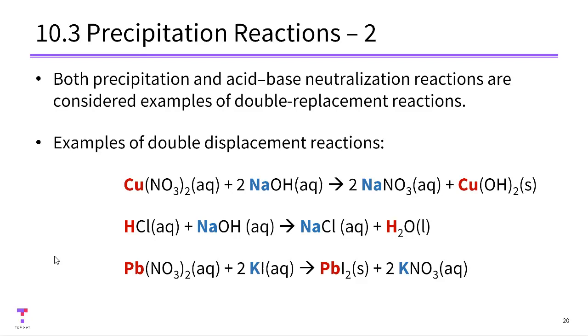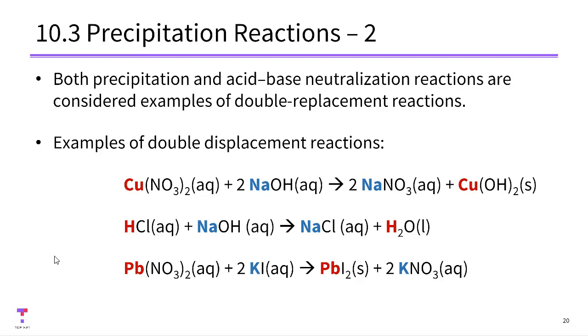In each of these cases, I'm seeing the cations switching partners to make new products. Copper switches places with sodium. I get sodium nitrate and copper(II) hydroxide. Hydrogen switches places with sodium. I get sodium chloride and water. Lead switches places with potassium. I get lead(II) iodide and potassium nitrate. All of these are double replacement. What makes them stand out?